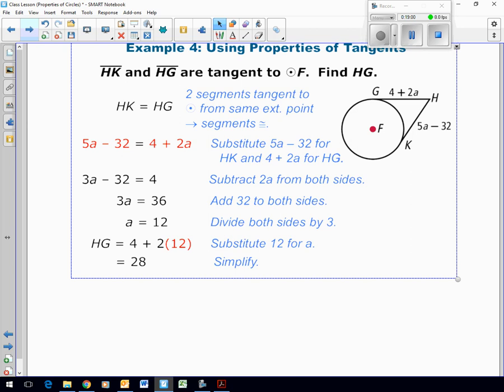In this case, it says HK and HG are tangent to circle F. Find HG. Guys, if they're tangent to the same circle, then they are congruent to each other. Take 4 plus 2a, set it equal to 5a minus 32, solve for a, substitute a in, you'll have your answer. Okay, that's all that they do right here. 5a minus 32 equals 4 plus 2a, subtract 2a from both sides, add 32 to both sides, a is 12. Plug in a: 4 plus 2 times 12, that's 4 plus 24, which is 28. Take you about 30 seconds to get through all that.